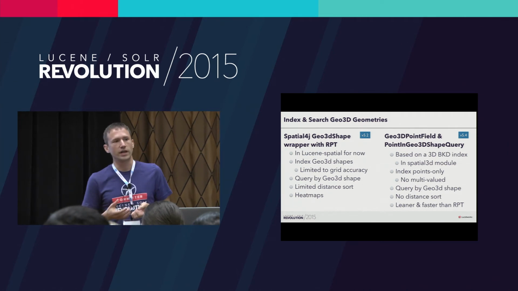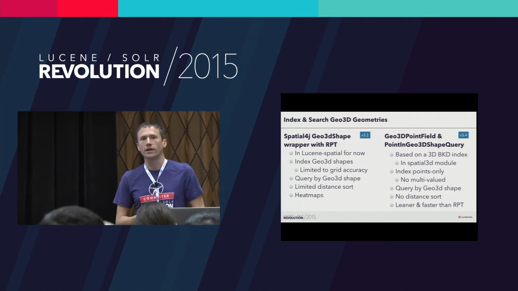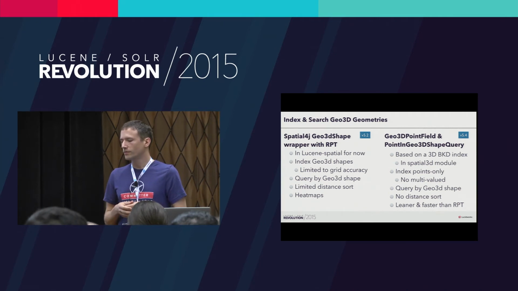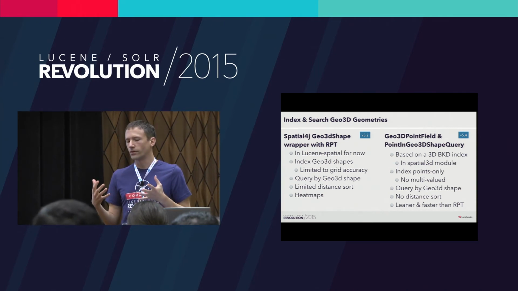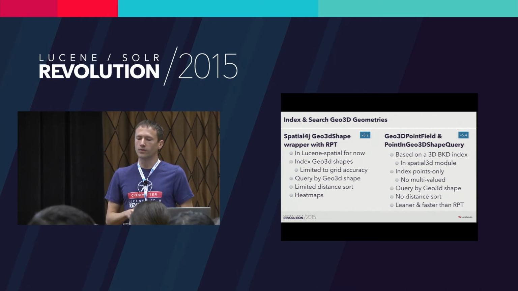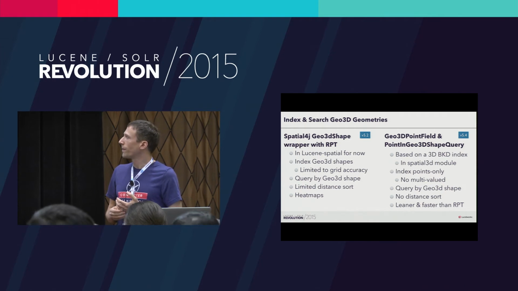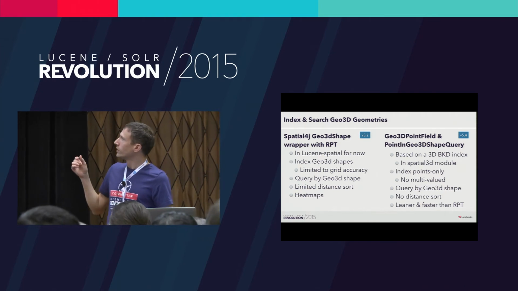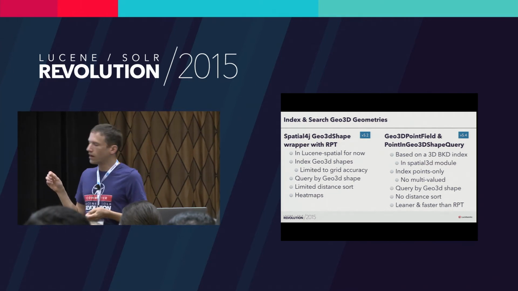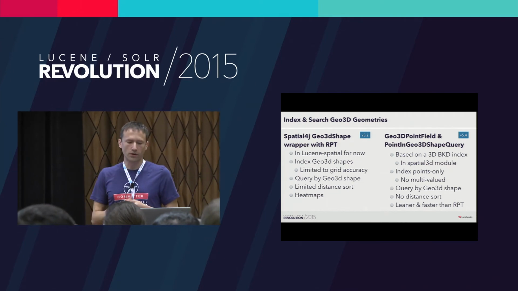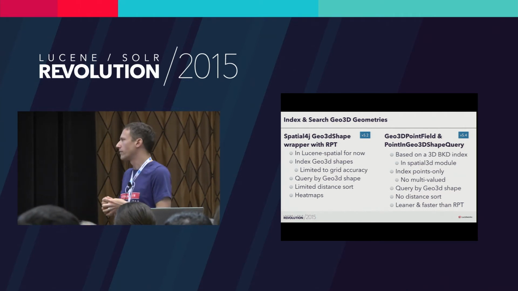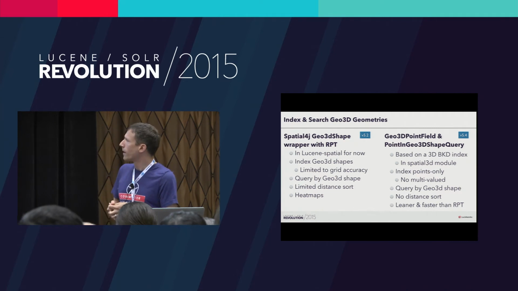And you can index those things. You can index points, you can index polygons, you can index whatever you want, and you get the benefit of the inherent 3D shape that you really want to index. And you can query by any of those Geo3D shapes as well. There's also a Geo3D Point Field that is based on other work I'll get to very shortly called BKD indices. That's probably much faster. I haven't seen benchmarks yet.